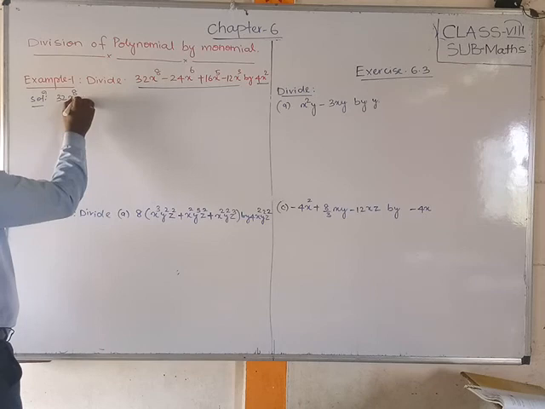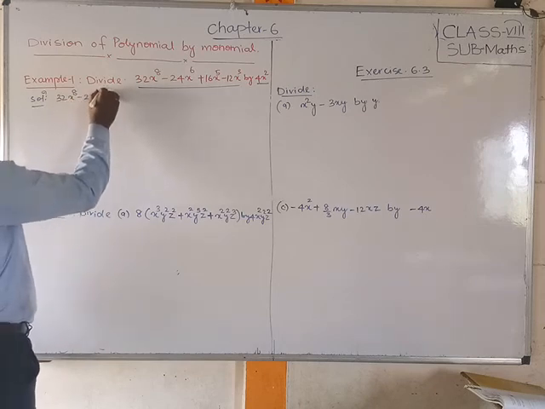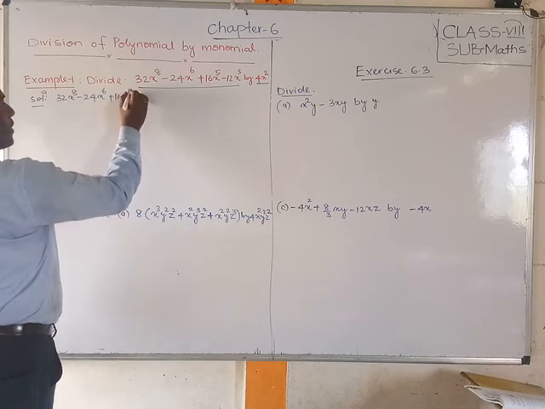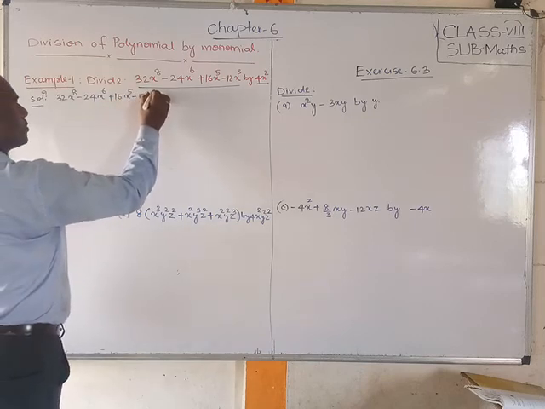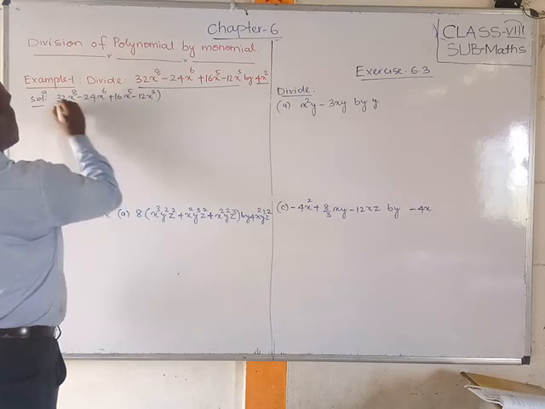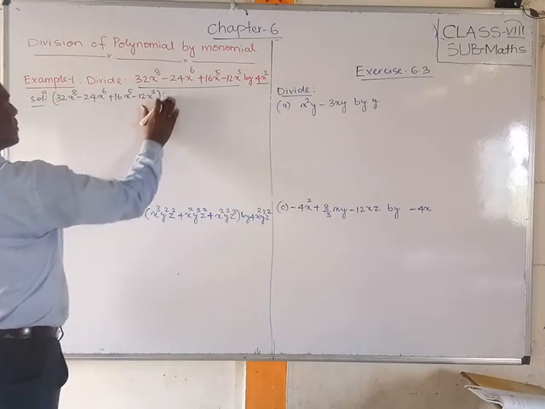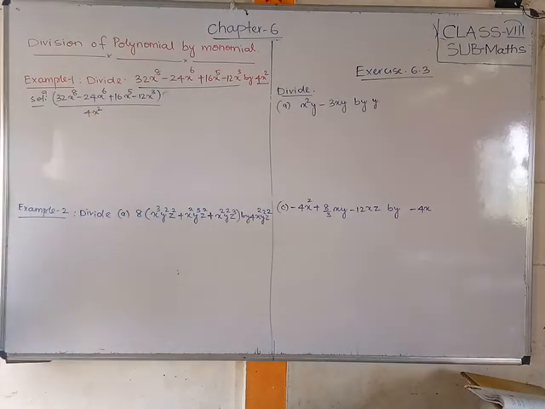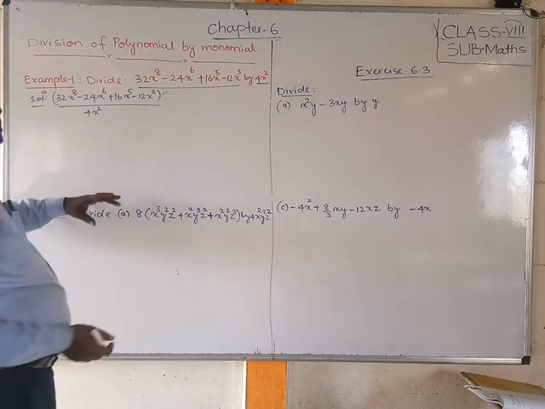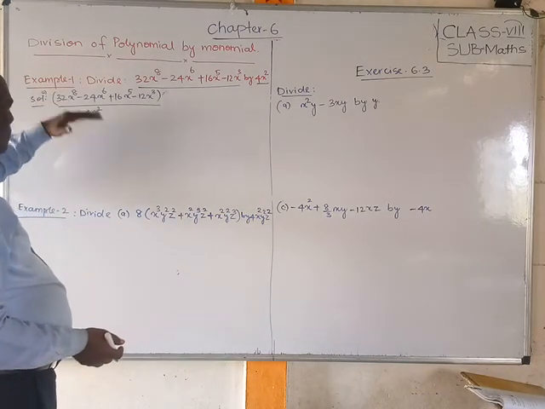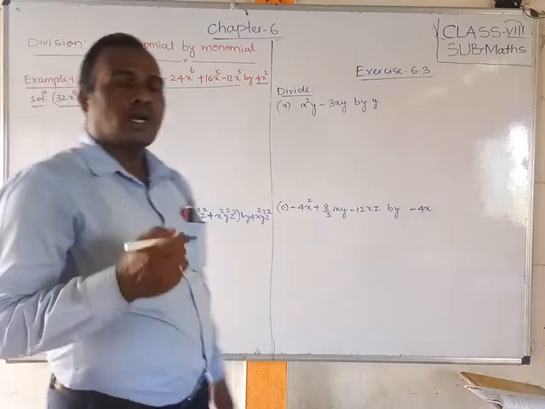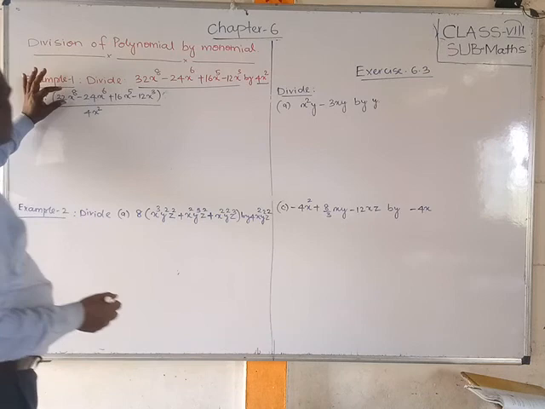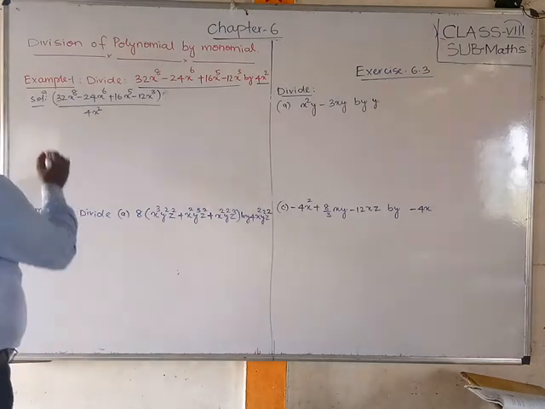32 x to the power 8 minus 24 x to the power 6 plus 16 x to the power 5 minus 12 x to the power 3, this we are dividing by 4x square. One thing you should remember: whenever we divide a polynomial by a monomial, we have to divide each term of the polynomial by the monomial, because each term is just like one monomial.